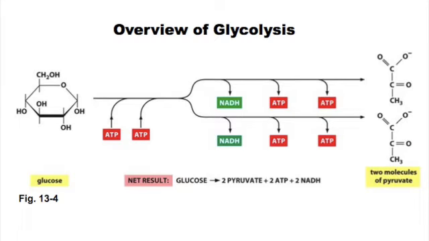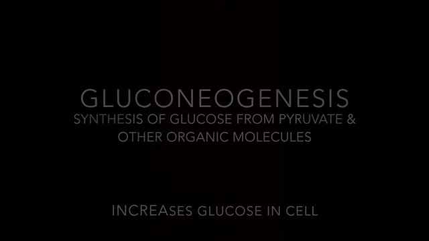Overall, the net result of glycolysis is the production of 2 pyruvate molecules along with 4 ATP and 2 NADH, which is energetically favorable considering that it only requires the input of 2 ATP to produce the end products.